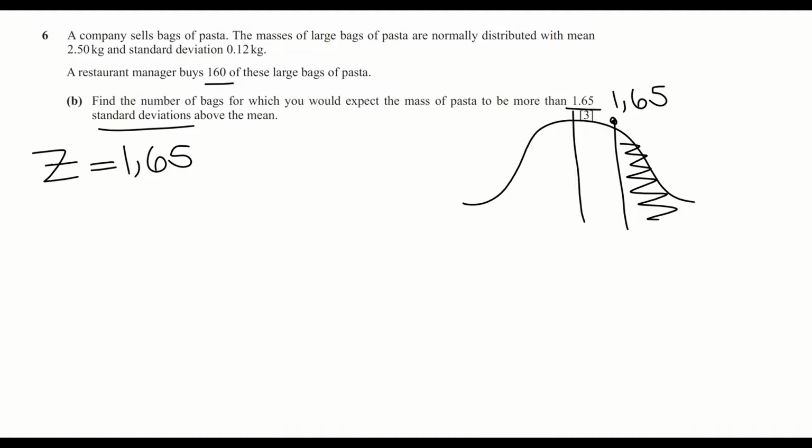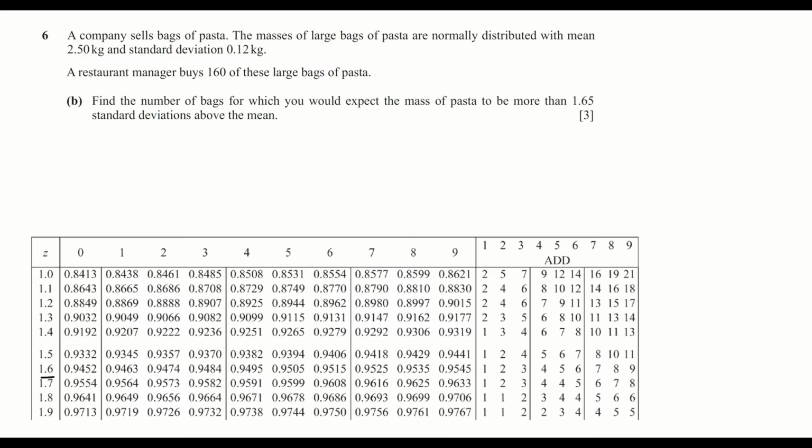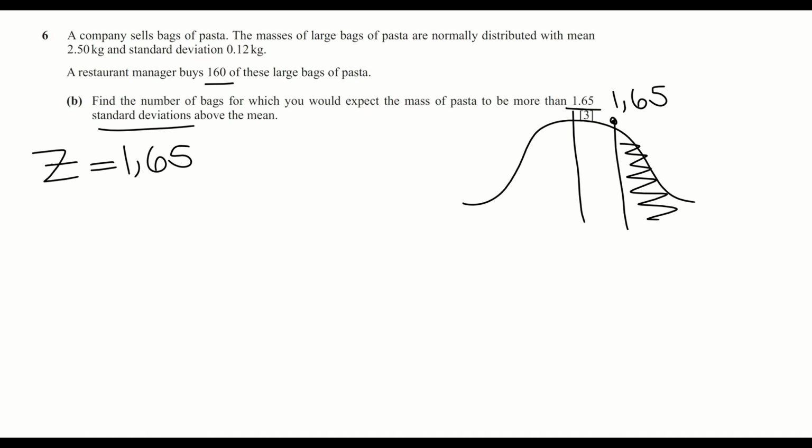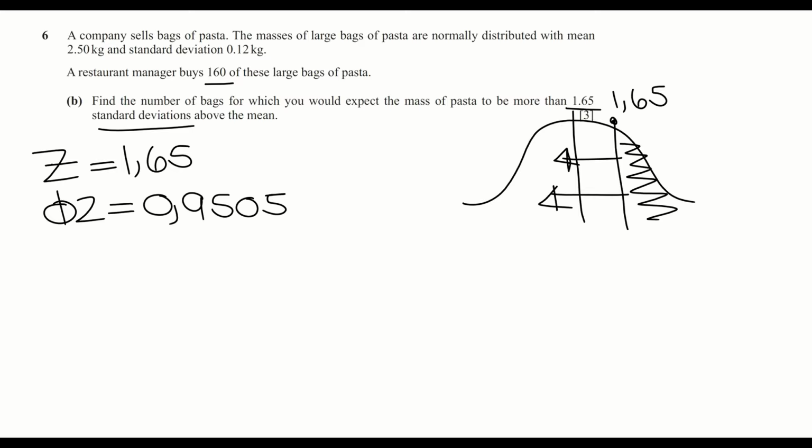I can take my normal distribution table. I have 1,6, 5, and I get 0,9505. Over here, I can say probability of z is equal to 0,9505. But remember that when working with normal distribution, the distribution table gives us the area to the left, the probability that something is smaller. So in this case, to find the probability that it is larger, we need to subtract this value from 1.